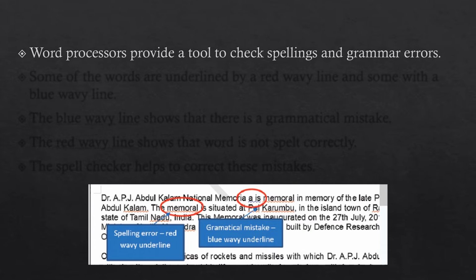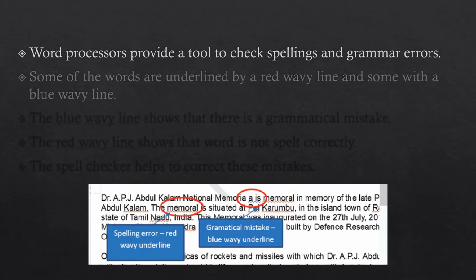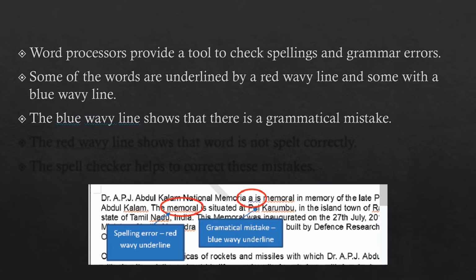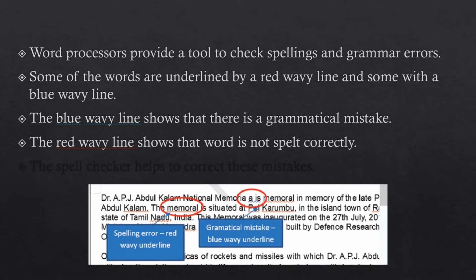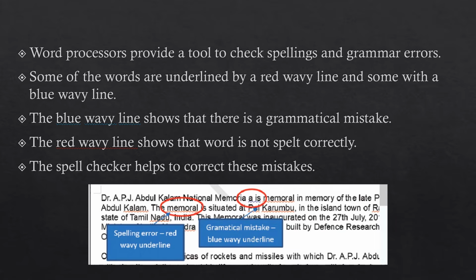How are these errors shown? If it is a grammatical mistake, then a blue wavy line is shown, and if the word is incorrect, then a red wavy line will be shown. This is how we will be able to identify the errors that we have made in the document. The spell checker will help us to correct these errors. Let us see in detail.